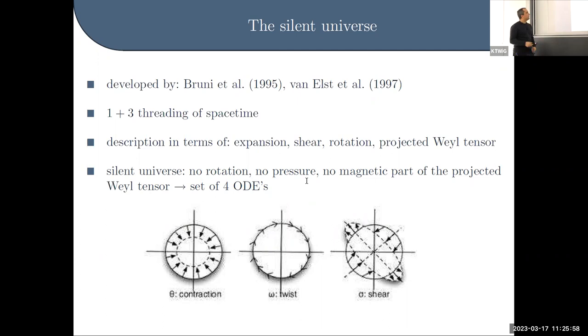The silent universe, as I will show, is a simplified model of the universe with no rotation, no pressure, and no magnetic part of the Weyl tensor. It's a trade-off. Obviously, we're talking about the matter-dominated universe, where we think that above a certain scale, rotation doesn't play that much role. The pressure basically becomes important when things are starting to stabilize. And the magnetic part of the Weyl tensor is basically responsible for the gravitational waves, which we think do not affect the larger structure formation significantly.